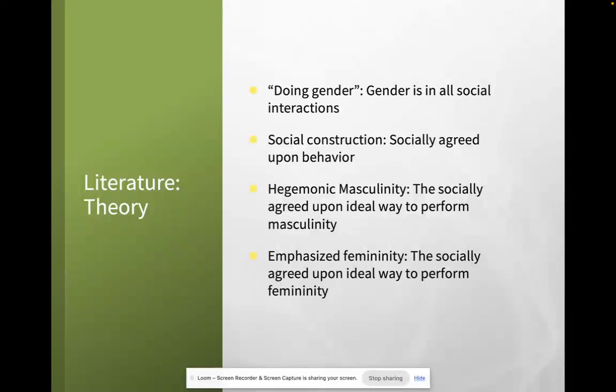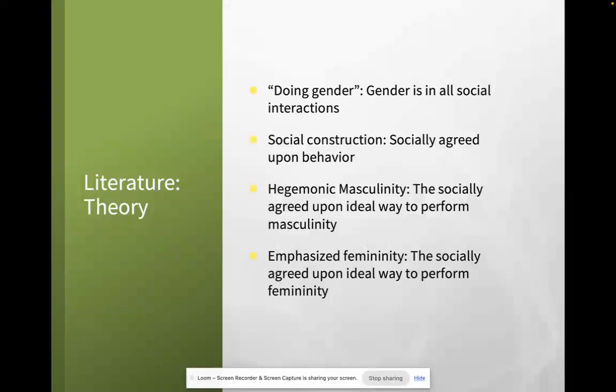So we've talked about how different majors in higher education are coded as masculine or feminine. Different chores are coded as masculine or feminine, like household chores, like doing the dishes, doing the laundry, or taking out the trash and recycling. These things are socially constructed, so that just means that they're socially agreed upon behaviors, and that term should sound familiar from lecture for the first couple of weeks.